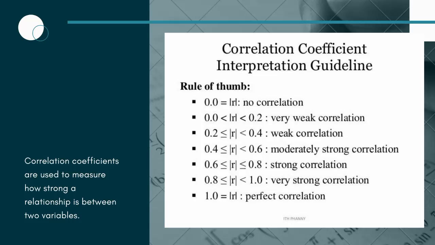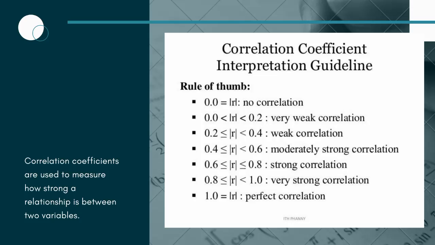This is a guideline to interpret correlation coefficient. If a value is equal to 0.0, there is no correlation. If a value is greater than 0.0 and less than 0.2, the correlation is very weak. If the value is greater than 0.2 and less than 0.4, it has a weak correlation. If a value is greater than or equal to 0.4 and less than 0.6, it has a moderately strong correlation.